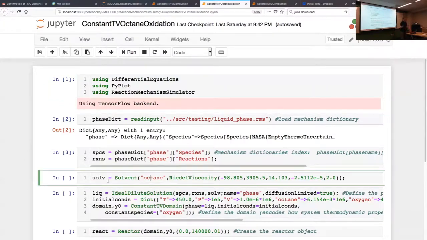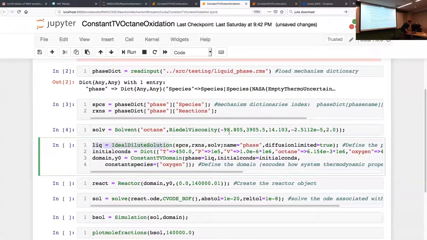So in this case, we're not in an ideal gas anymore, so it's important to know what our stuff's floating around in. So we define the solvent and the solvent's viscosity from this parameterization. Hopefully in the future we'll have a little bit of a library that will go through those, but for now they have to be input manually. So we define octane, and from that we can define a liquid dilute solution state that takes the species, the reaction, the solvent, and then we also tell it, because it's a liquid simulation and diffusion limitations can be very important in liquids, to turn on diffusion limitations.